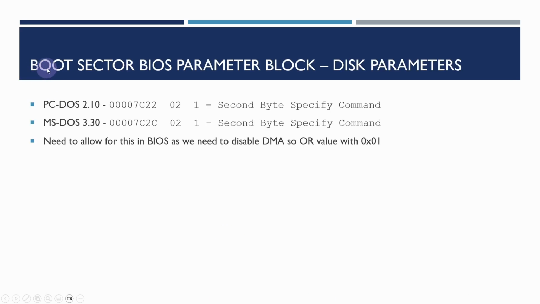And then the boot sectors have the BIOS parameter block. So whenever we format a floppy disk, then there is an area at the beginning of the floppy disk with the boot sector where again this specify byte is in there. So that's 02 for both PC-DOS 2 and MS-DOS 3.3. So we need to allow for this in the BIOS. So rather than changing all the floppy disks and things, we're just going to set the value to have 1 enabled when we've actually read the data in.